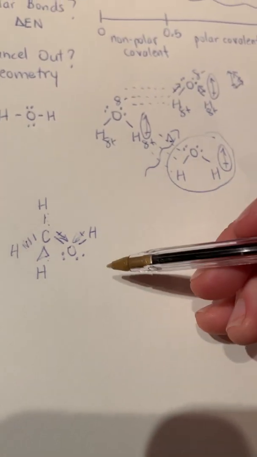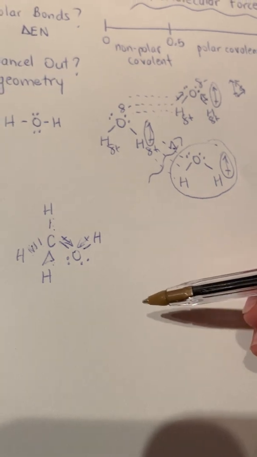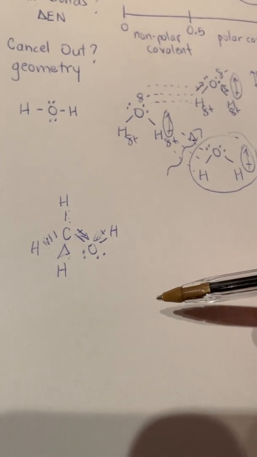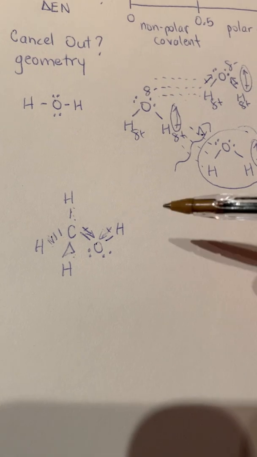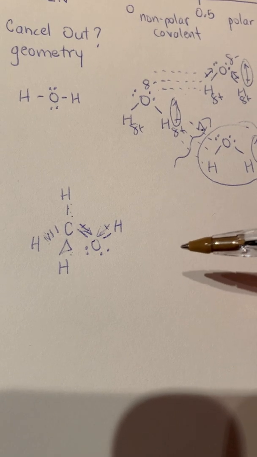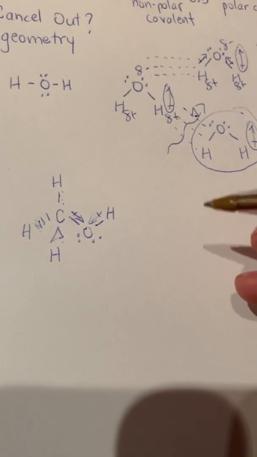The fact that methanol is a polar molecule makes it dissolve in polar water and also gives it a higher melting and boiling point than a non-polar covalent molecule.